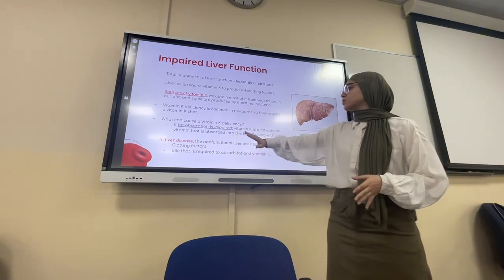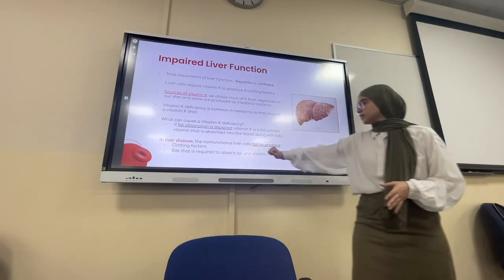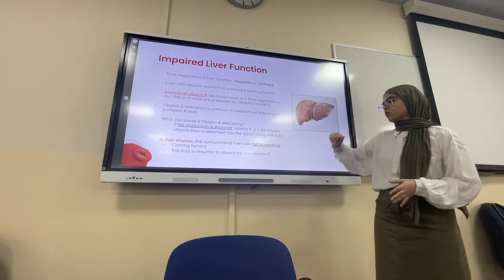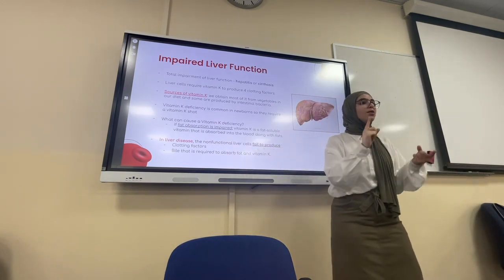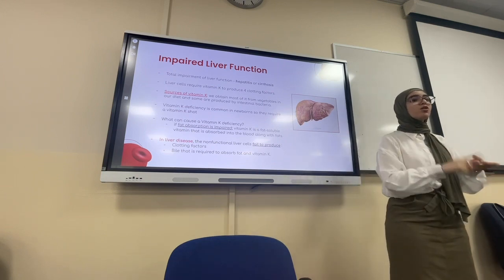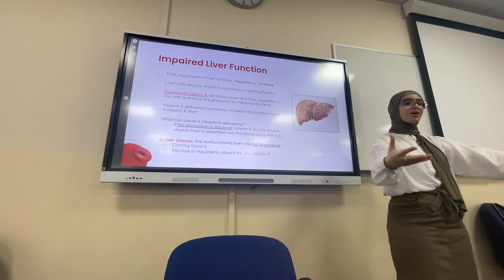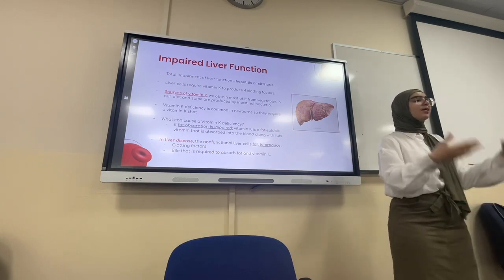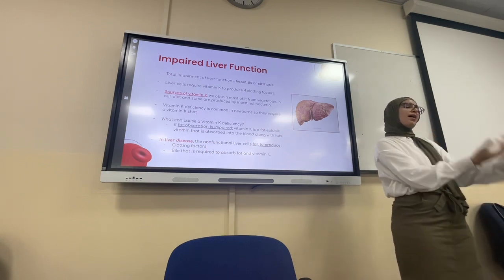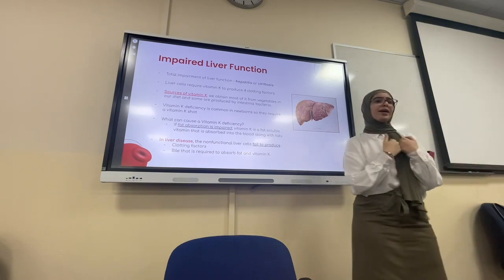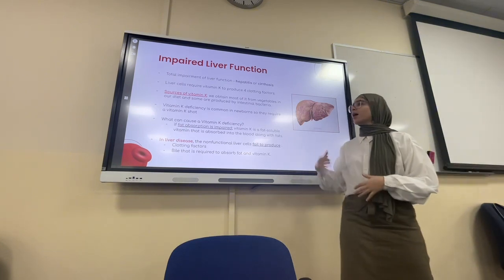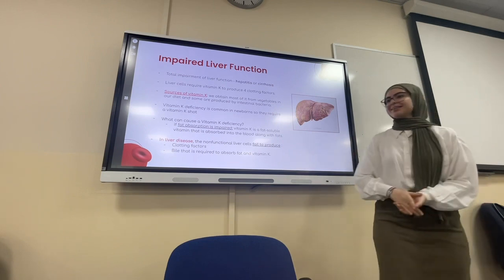What else? Okay, so if we have a liver disease, say cirrhosis for example, two things are going to happen. I'm not going to be able to form a clotting factor. Another thing, I'm not going to be able to form bile. Bile is really important to increase the surface area of what? The fat. And essentially, if I can't absorb the fat, then I also can't absorb vitamin K, and therefore I'm putting myself at risk.